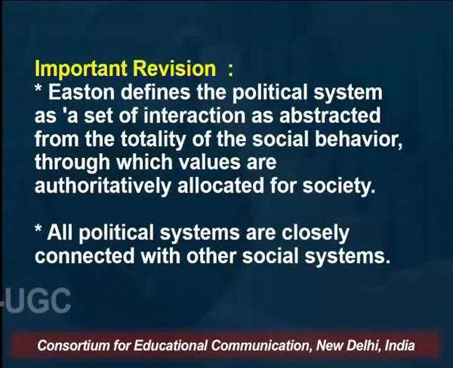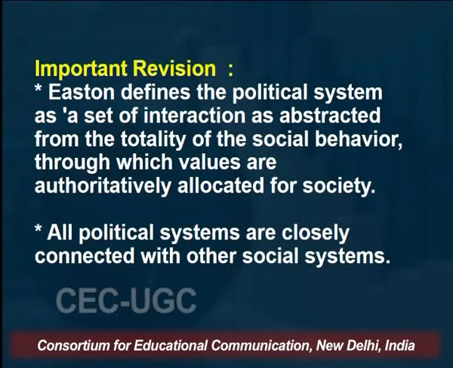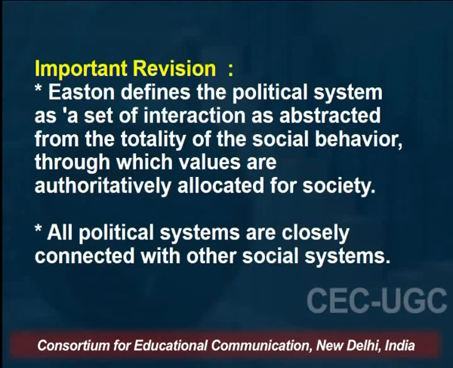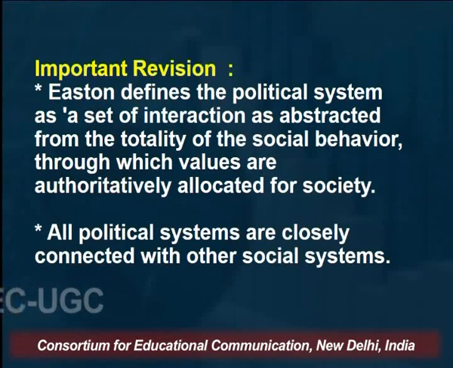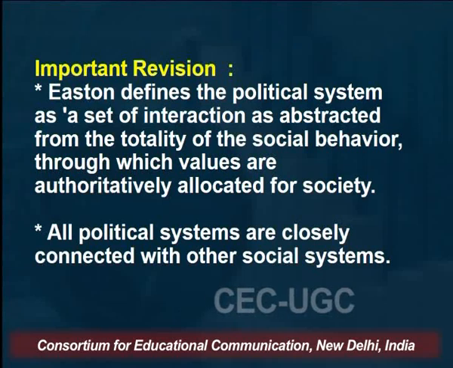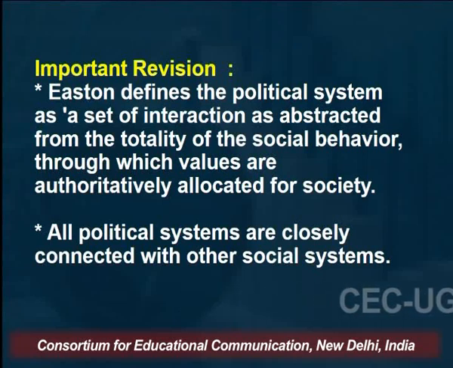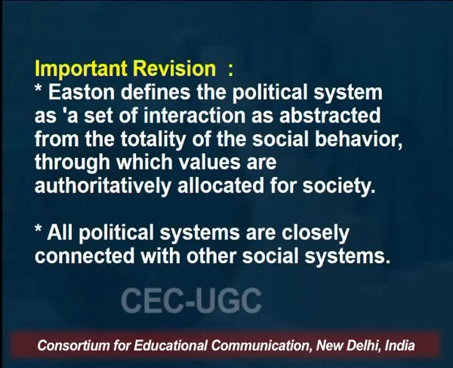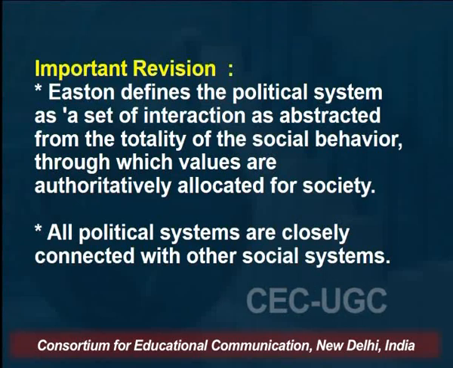Now, once again, as we have looked through David Easton's work, David Easton defines the political system as a set of interactions as abstracted from the totality of social behavior through which values are authoritatively allocated for society. Further, it is important to point out that all political systems are connected with other social systems.